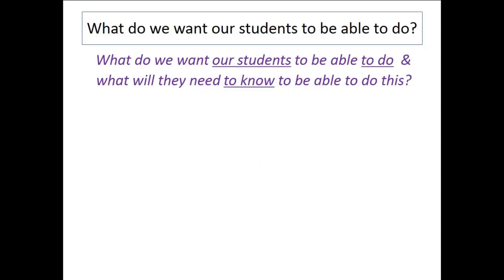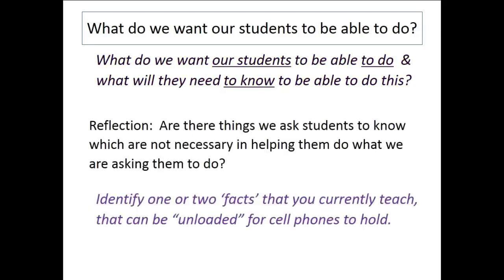So what are the curriculum guidelines for physiology departments? And what will they need to know in order to do this? And also, what won't they need to know? So is there anything that you currently teach, especially naming a widget, that you'd be willing to just let them have on their cell phone?